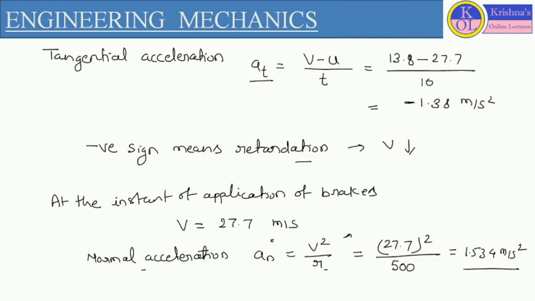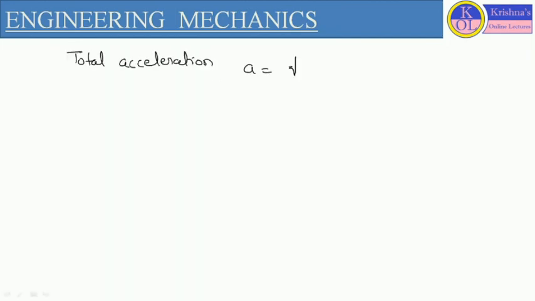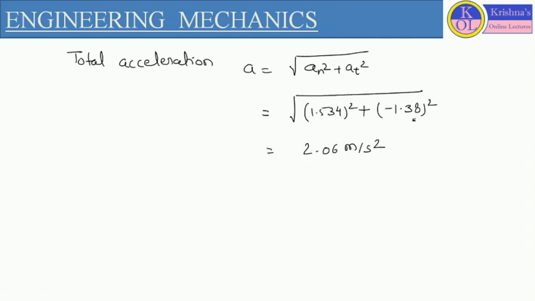Now we have AT and AN, so we can define the value of resultant acceleration. So the total acceleration is defined by formula A equals under root of AN square plus AT square. So here we have all the values. So it will be 1.534 square plus minus 1.38 square and the under root of whole. So the final value of total acceleration is 2.06 meter per second square. So this is the total acceleration for first condition when the brakes are suddenly applied.